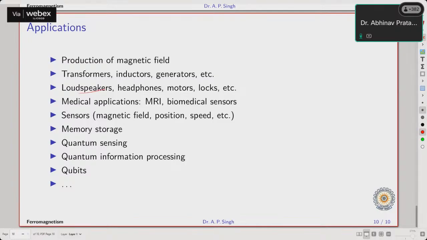In the loudspeakers and the headphones that you might be using, the headphone that I'm using presently, there are also tiny magnets. Motors, locks, etc. MRI, I've already told you that in magnetic resonance imaging, again, you require a very, very strong magnet. And for other biomedical sensors also, you require magnets. There are many, many sensors for which these magnetic materials are required. Sensors might be sensing magnetic field, position, speed, etc. Memory uses, I have told you.